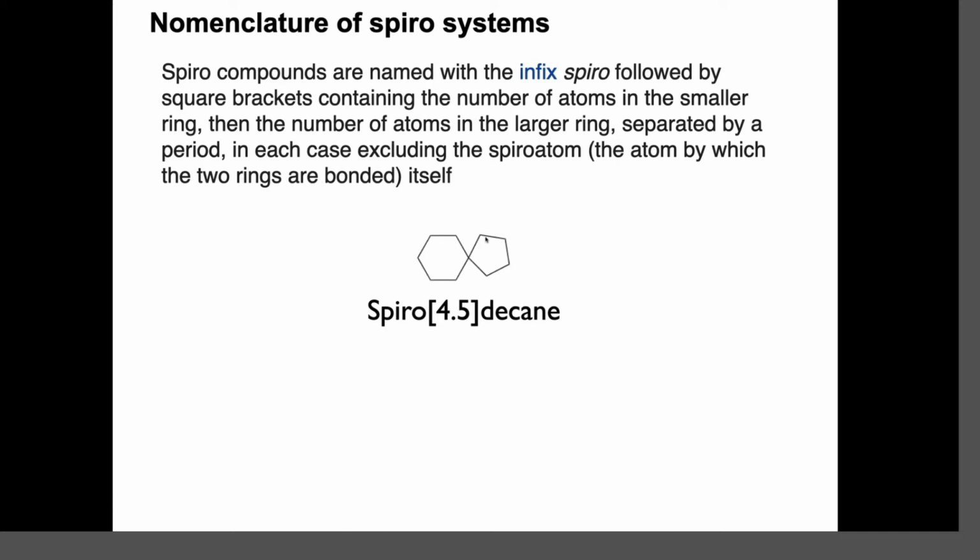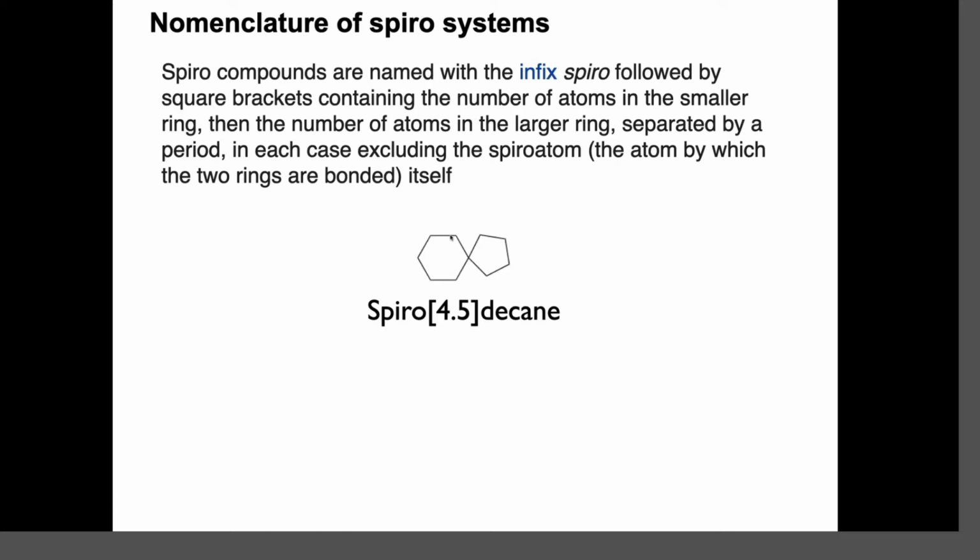Okay, and so the definition of how you name these says you take the infix spiro followed by square brackets, just like we were doing with the bicyclo, but now it's going to be spiro brackets instead of bicyclo brackets. And then inside the brackets, we can have the number of atoms in the smaller ring, then the number of atoms in the larger ring, and separate each by a period. So in other words, we're actually doing a couple things backwards here. Number one, instead of going 4, 3, 0, in this case we'd be going 0, 3, 4. We're going to go from smallest to largest. That's number one.